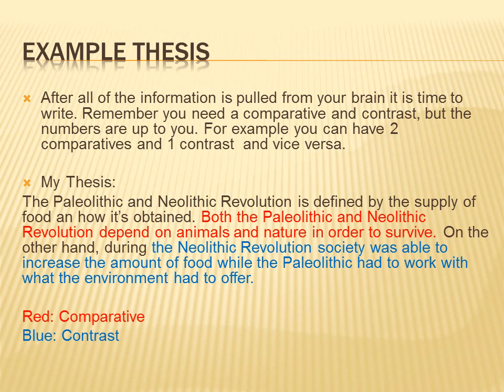Okay, so for my thesis, I wrote, the Paleolithic and Neolithic revolution is defined by the supply of food and how it's obtained. Both the Paleolithic and Neolithic revolution depend on animals and nature in order to survive. On the other hand, during the Neolithic revolution, society was able to increase the amount of food, while the Paleolithic had to work with whatever the environment had to offer. So what I put in red is my comparative statement, how they depended on animals and nature to survive. So that's two comparatives. And in blue is my contrast, how their work output had to increase or decrease depending on what side you're looking at as my contrast.